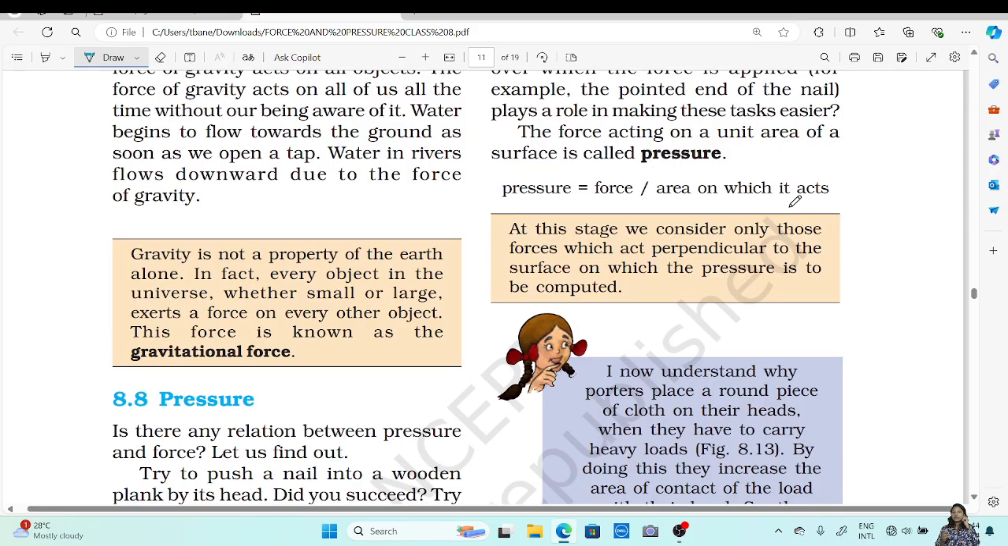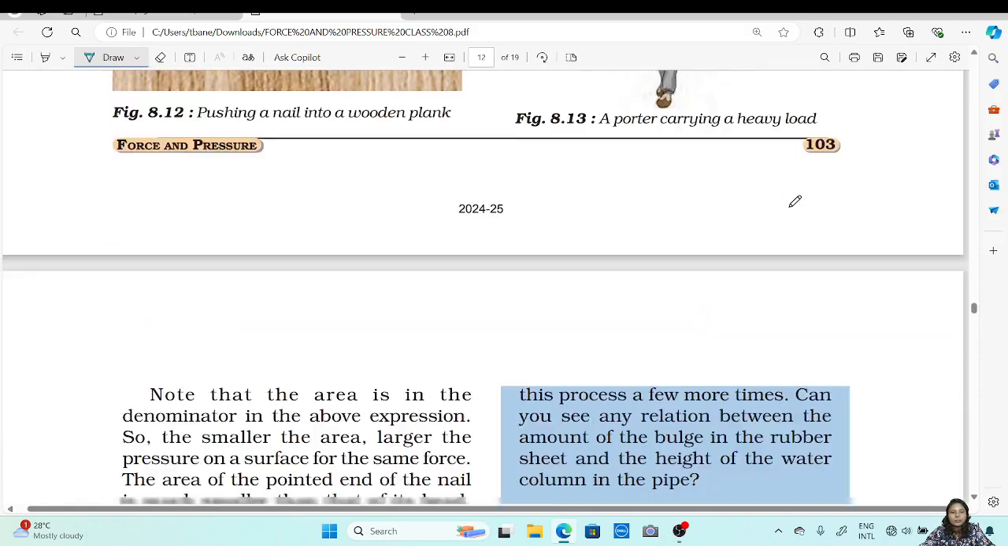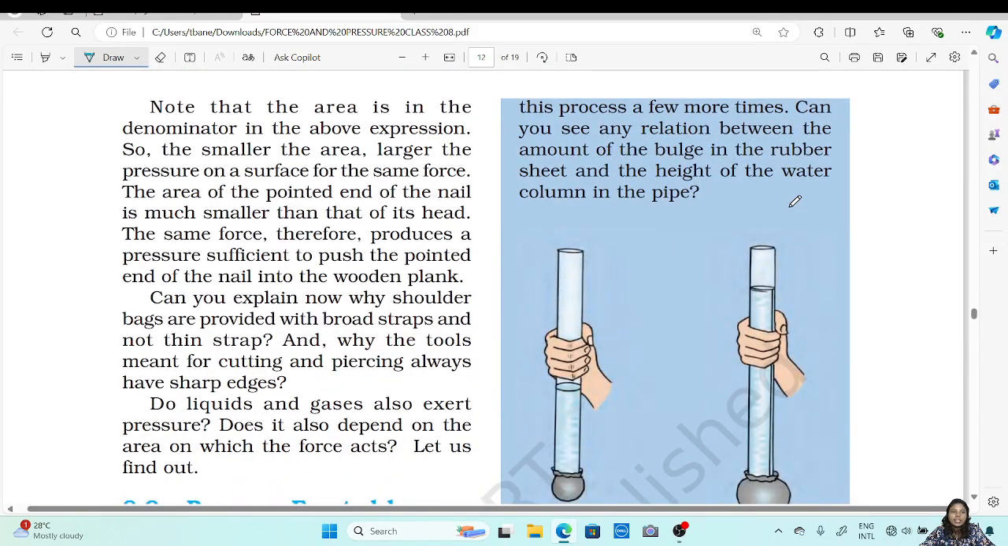less. So in that case, when the nail was not going inside, why? Because the area was too broad and the force was less. So in that case you need to reverse it towards the pointed side. So the area becomes less and a lesser force is applicable to push that nail inside the wooden plank. Note that the area is in the denominator in the expression.